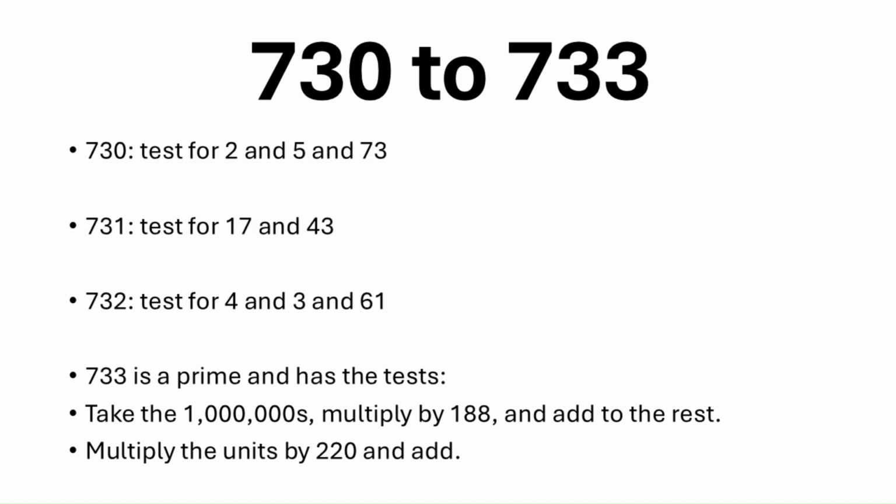730, test for 2 and 5 and 73. 731, test for 17 and 43. 732, test for 4 and 3 and 61. 733 is a prime and has the tests. Take the 1 millions, multiply by 188, and add to the rest. Multiply the units by 220 and add.